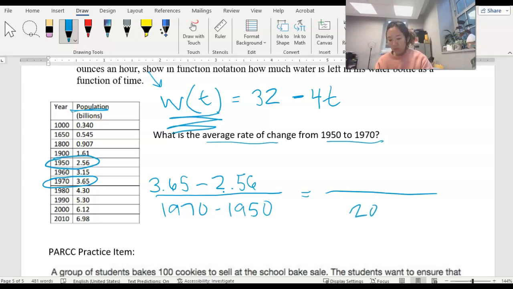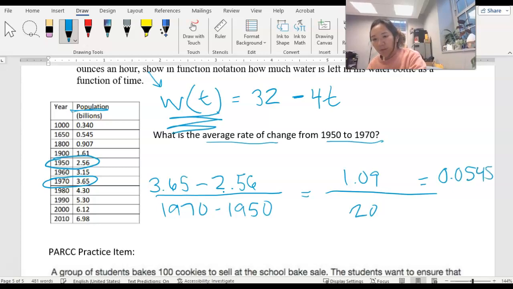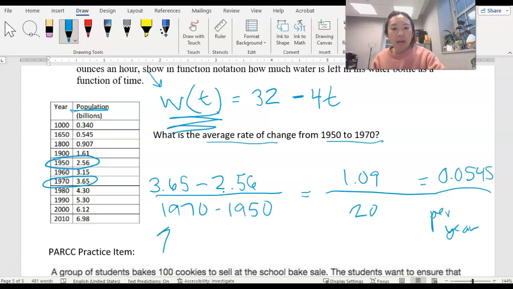And then you are going to do 3.65 minus 2.56, which gives you 1.09, divided by 20 is going to be 0.0545 billion, right? So that's the population in billions growing per year. That is our unit rate. So again, your time, your input goes into the bottom, the difference, the later value minus the earlier value, and then in the outputs at the top, the later value minus the earlier value. In this case, it's population.